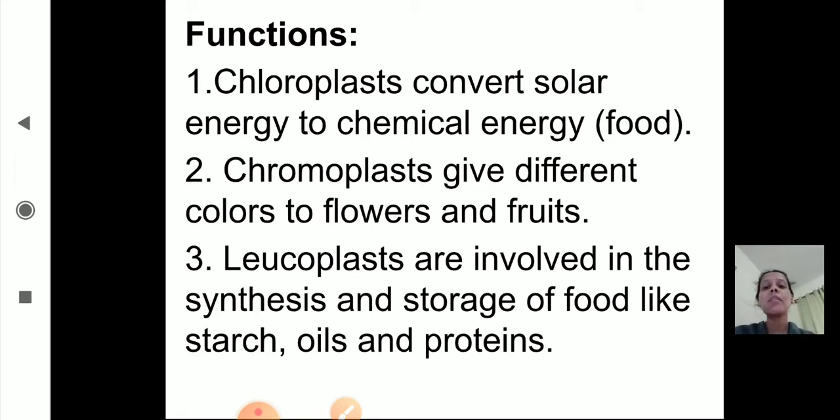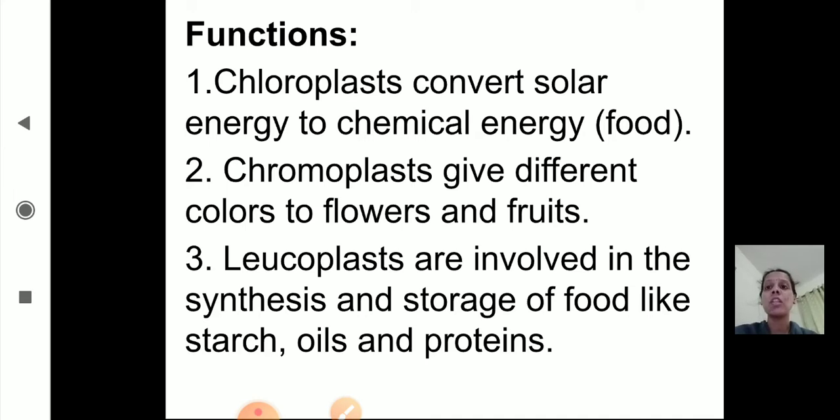Then the third function is that leucoplasts are involved in the synthesis and storage of food like starch, oils and proteins. So these are the functions.